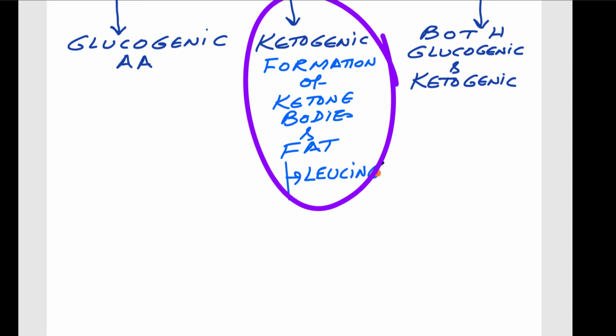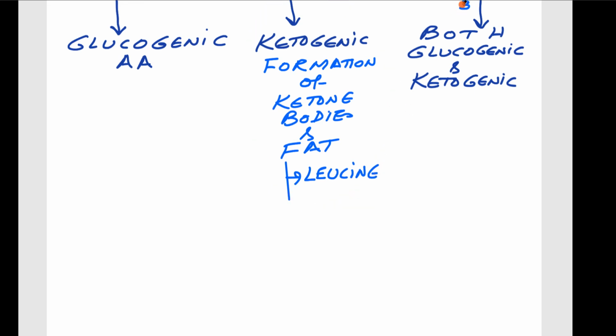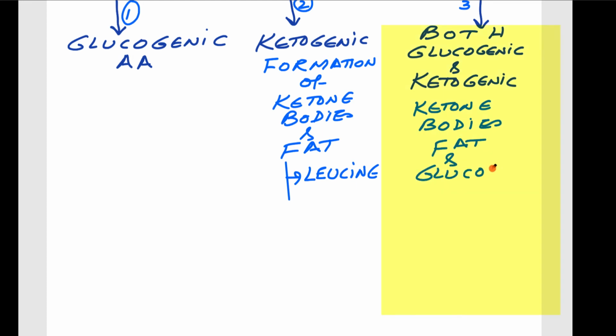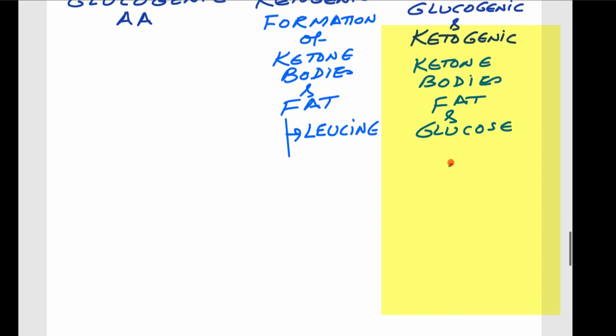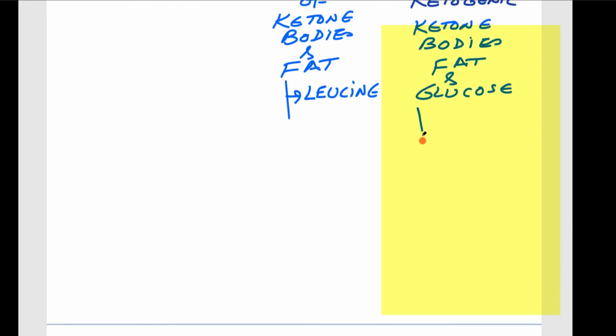Okay. Then next we'll go to the third one. This is the third, second, and this is the first. Now both ketogenic and glucogenic. So formation of ketone bodies, then fat and glucose. That is the reason they are called both glucogenic and ketogenic. What are these amino acids? There are 5.